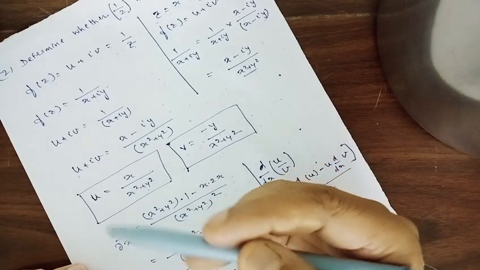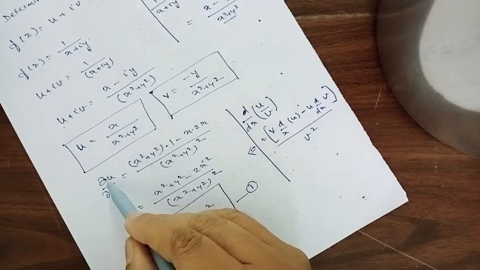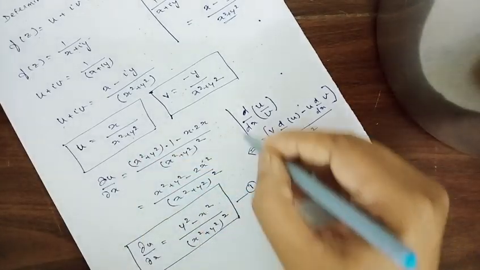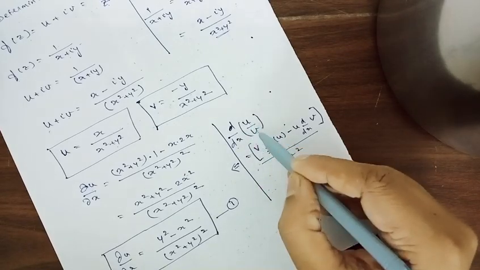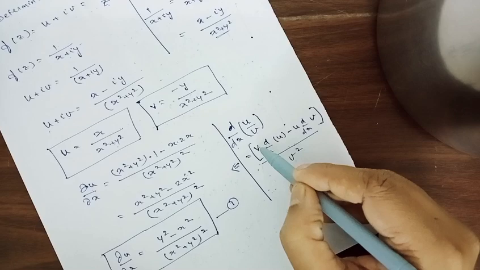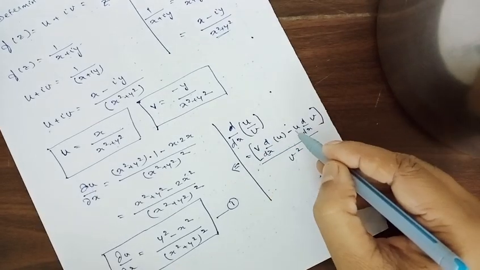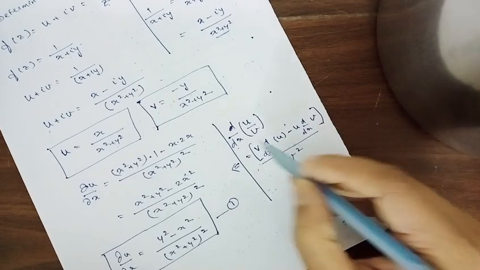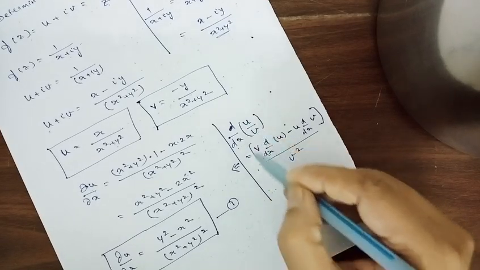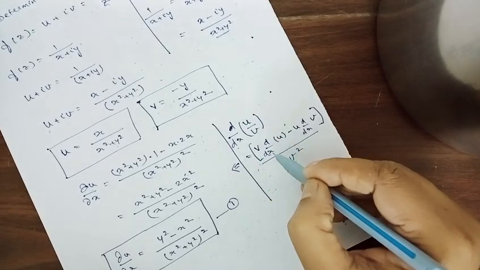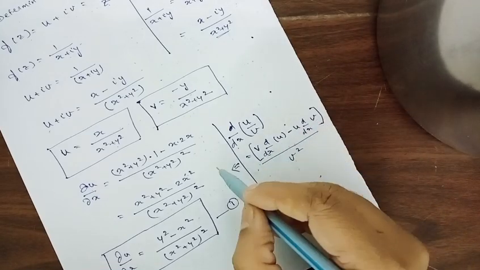Now what do we want? We want the derivatives. You see, dou u by dou x, the partial derivative with respect to x. You remember this formula. We know d by dx of u by v. In this method, the formula is v into d by dx of u minus u into d by dx of v divided by v square. So this is the formula we know already, for d by dx of u by v. Now apply this formula here.